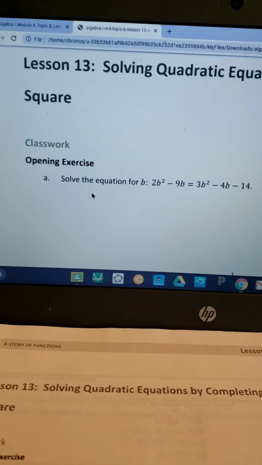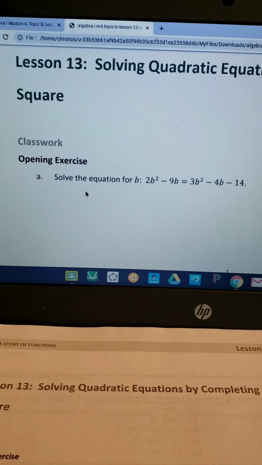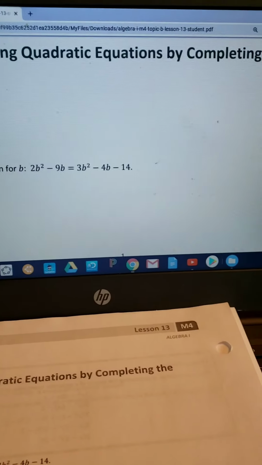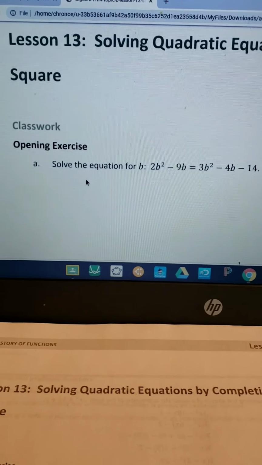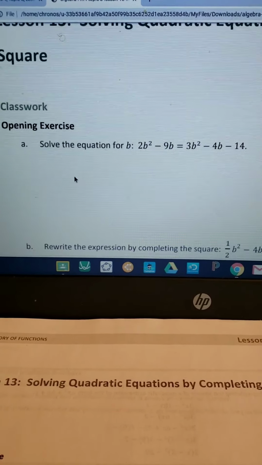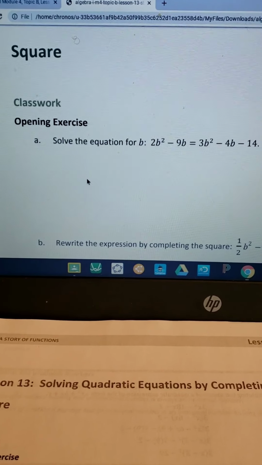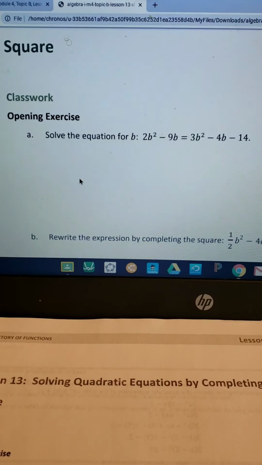Today I'm going to be doing lesson 13, solving quadratic equations by completing the square. And this is an algebra 1 lesson for Eureka Math. All right, and so we have our first problem here in the opening exercise, and it asks us to solve for b.